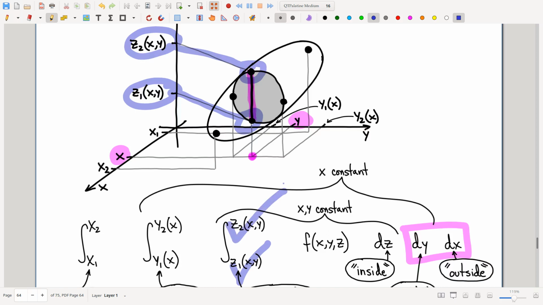Now we've turned a triple integral into an iterated integral. This is a great place to draw the line. We'll pick up here after break.